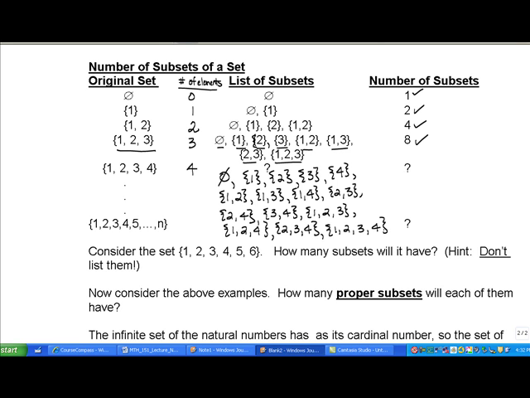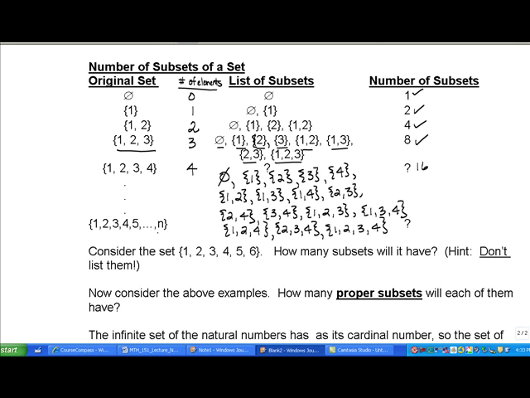Okay, so how many do you think there might be? Most people know the pattern is doubling, so a guess of 16. Let's see if we have 16. 1, 2, 3, 4, 5, 6, 7, 8, 9, 10, 11, 12, 14, 15. We should have 16, so I'm missing one somewhere. Ah, I see it. I should have a 1, 3, 4. Okay, so we do have 16.